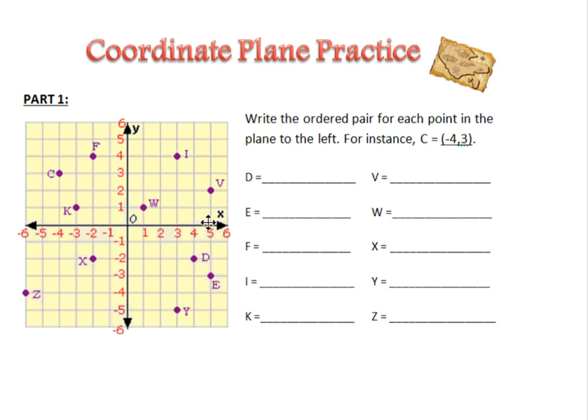So for letter D, which is right here, you start at the origin. You're going to go 1, 2, 3, 4 to the right. And you go down 2. So it should say 4, negative 2. Letter E, you start at the origin. You're going to go to the right 5, down 3. So it should be 5, negative 3.